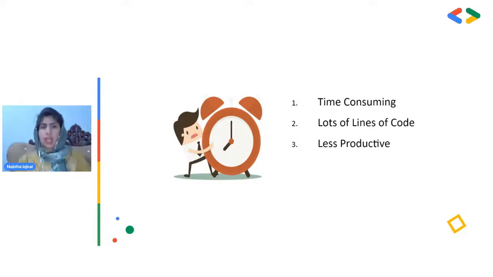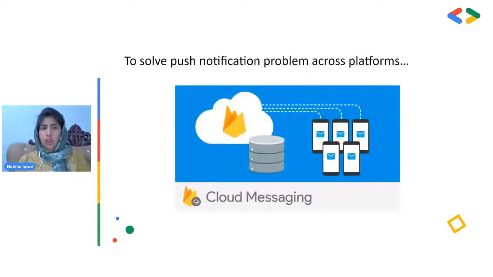So it is time consuming and less productive as well, because instead of focusing on the main features of our application, we are in parallel also focusing on the notification code, maintaining that and also composing the notification. To solve this problem, Firebase has a solution: Firebase Cloud Messaging.